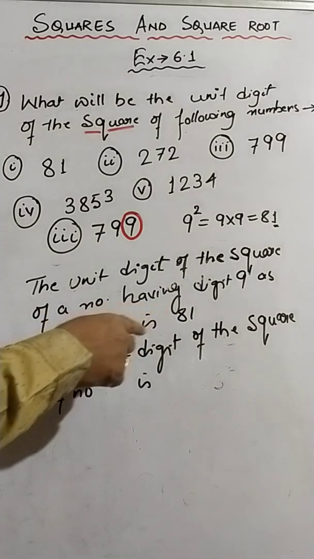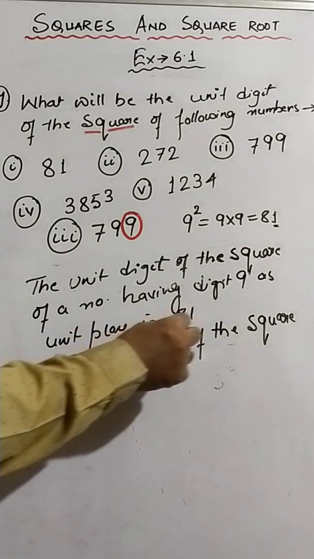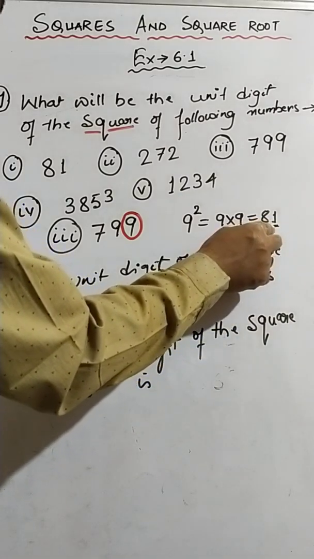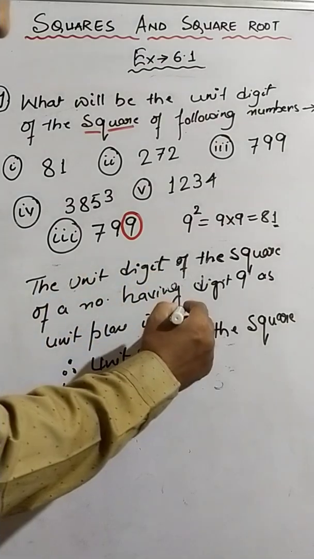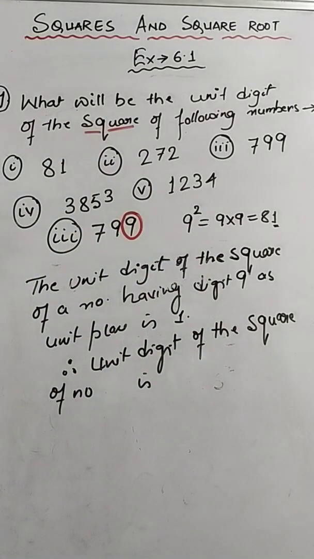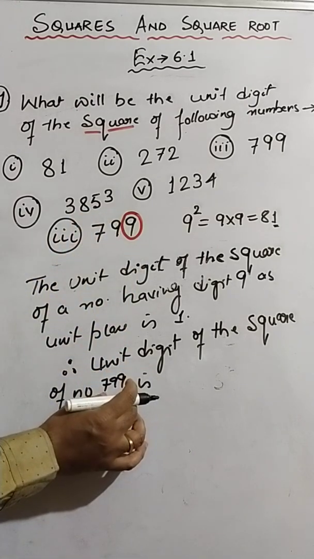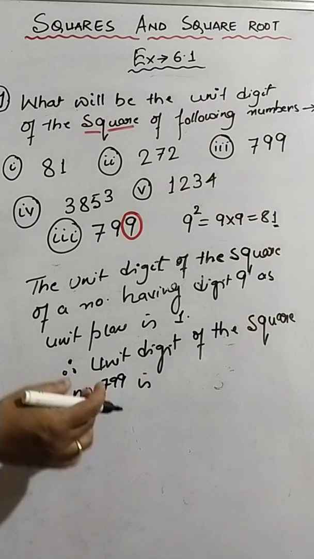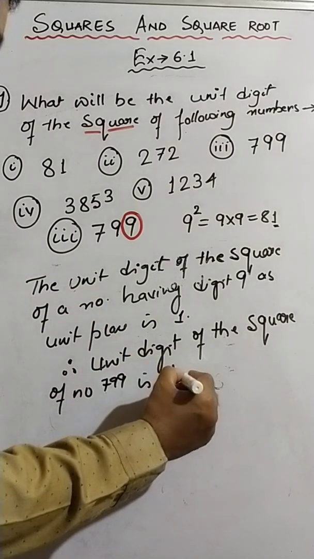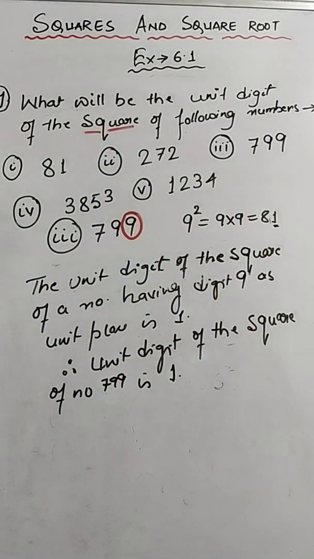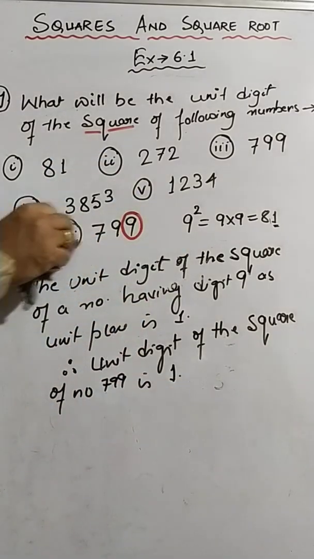So we will not write 81 as the unit digit because we cannot write unit digits as 81. But what is the unit digit in 81? 1. So the unit digit of the square of the number 799, that is 799 into 799, would be 1 only, because 9 into 9 is 81 and 81 carries 1 as the unit digit. So the answer is 1 only. Okay, this is how you will do. This is the shortcut method, students.